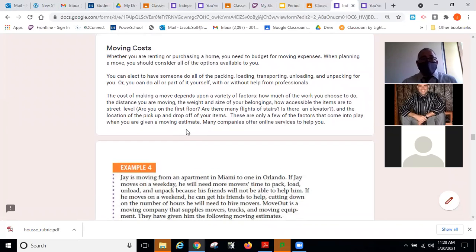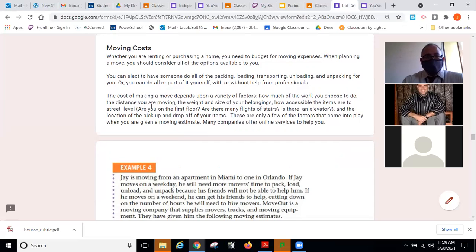So whether you're renting or purchasing a home, you're going to need to budget for some moving expenses. When planning a move, you should consider all the options available to you. You can elect to have someone do all of the packing, loading, transporting, unloading, and unpacking for you, or you can do it all or part of it yourself with or without help from professionals.